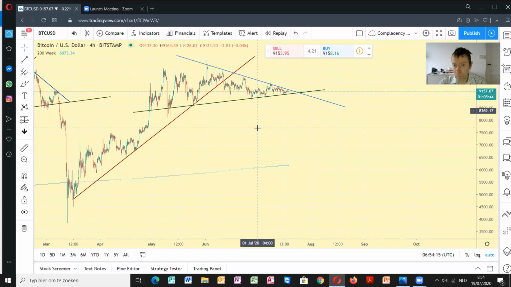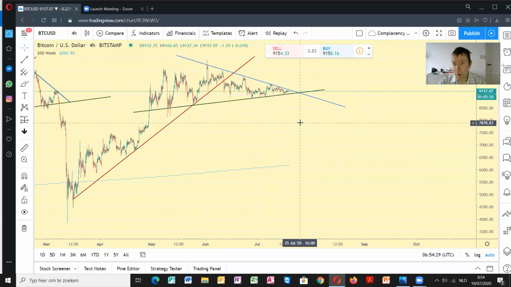So it depends on how you draw this green trend line, when will be the end of this triangle. And when we are at the end, we will have a breakout, but it also can happen before.